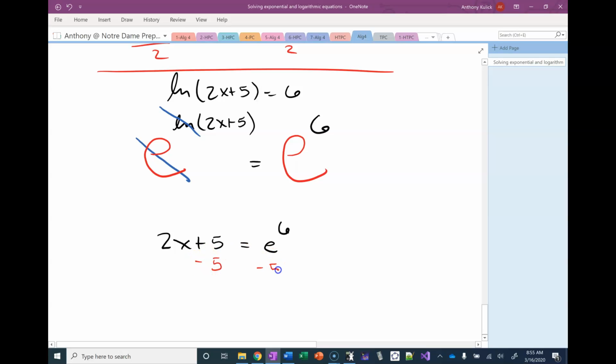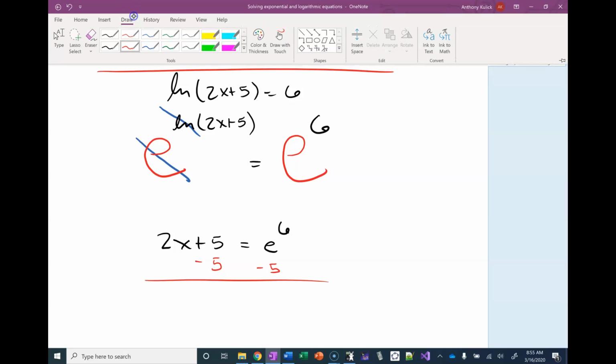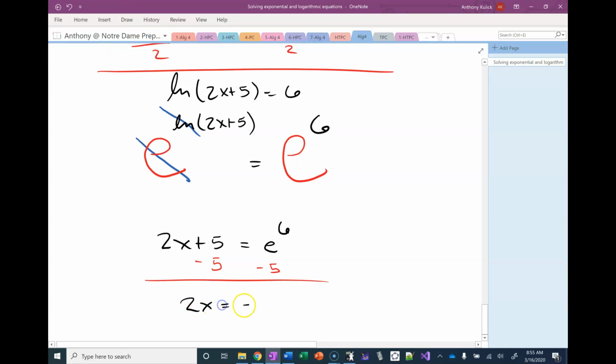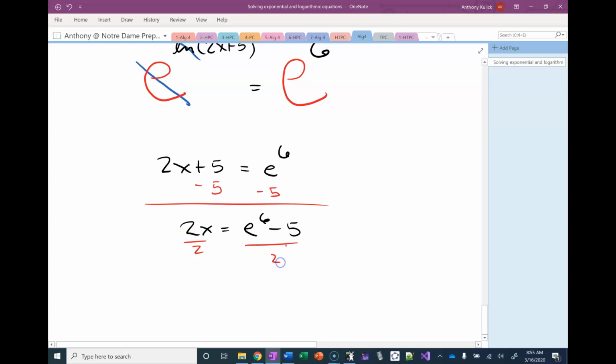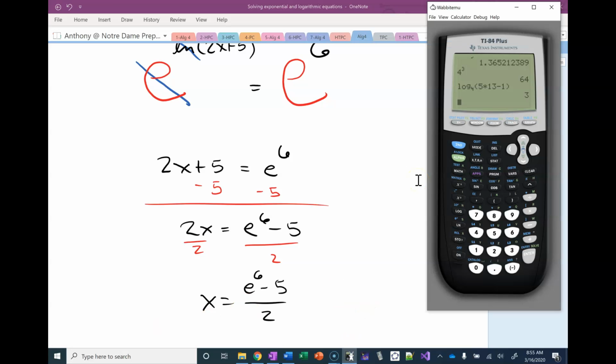So we'll subtract 5 from both sides. Now those are not like terms, so I'll just write e to the 6th minus 5. And then we'll divide both sides by 2. And again, not like terms, so I'll just write that as e to the 6th minus 5 over 2. And that's what I'm going to type into my calculator. So when I have a fraction like this to type in my calculator, the way I like to do that is press the alpha button and the y equals. This opens up the fraction options. And the first fraction option allows me to write this as like an improper fraction.